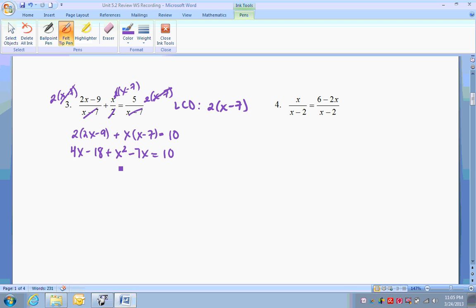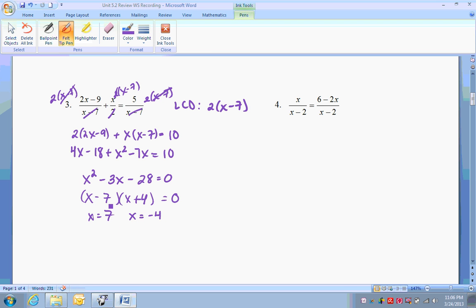Now I'm going to go ahead and combine like terms. When I do that, I end up with x squared minus 3x. Then I have a negative 18. And when I subtract 10 to set it equal to 0, it becomes a negative 28. Then I go ahead and factor that. Two numbers that multiply to negative 28 but add to negative 3 are negative 7 and positive 4. So this factors out to x minus 7 times x plus 4. So my solutions are positive 7 and negative 4.